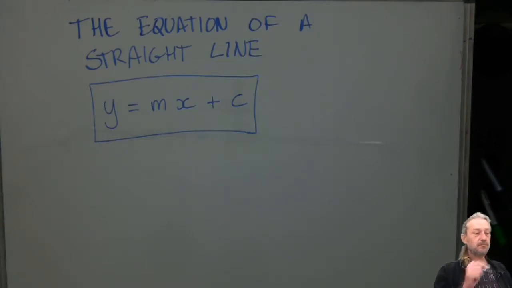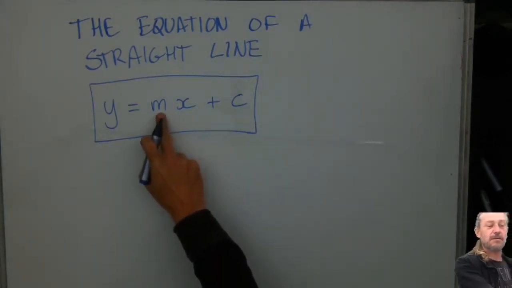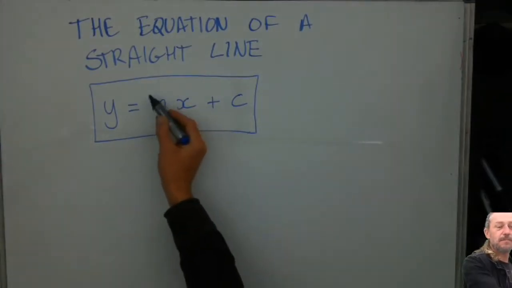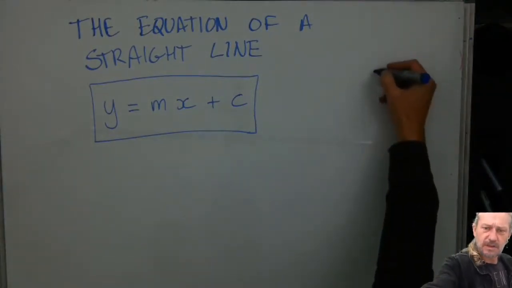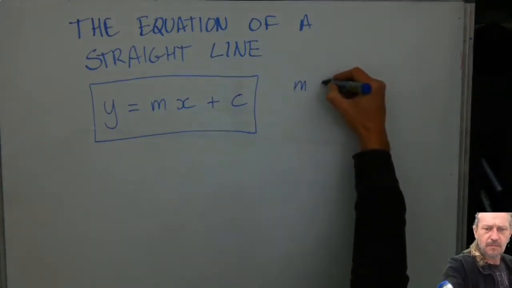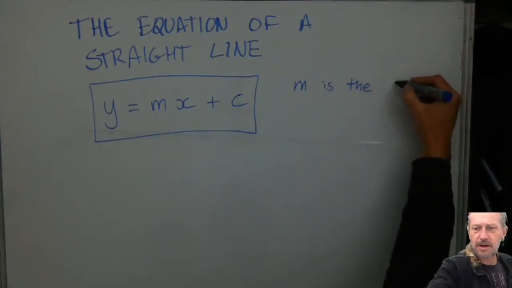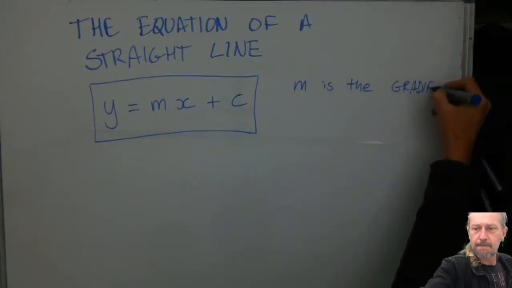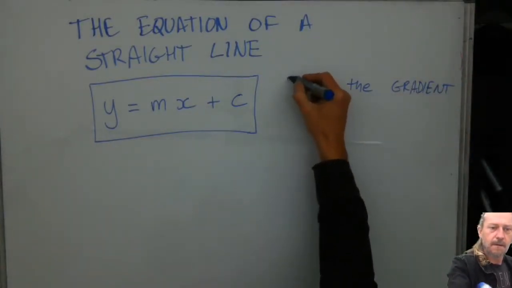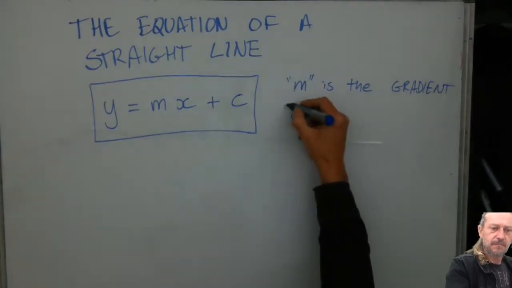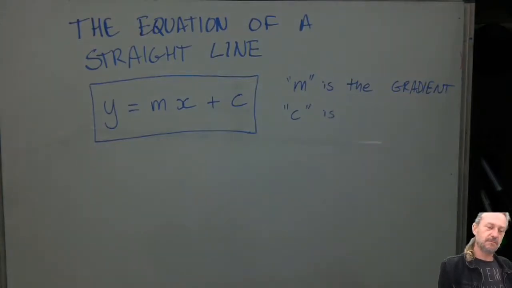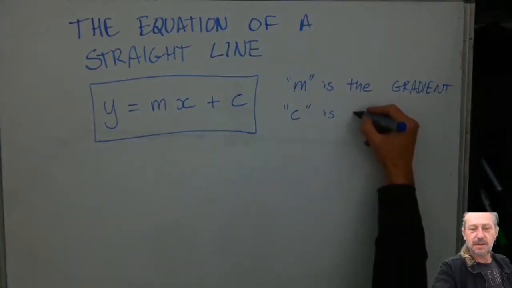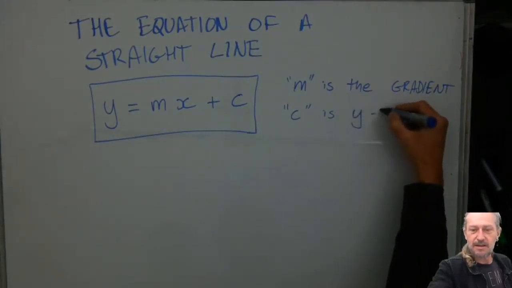So we've already talked about how this m is the slope. This number on the end, so m, let's call it the gradient. C is this number that we're adding on. Well, it's not what it is, it's what it represents. It represents the y-intercept.